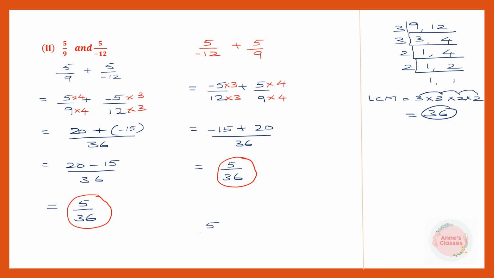So we can say 5 by 9 plus 5 by minus 12 is the same as 5 by minus 12 plus 5 by 9. That's verifying the commutative property.